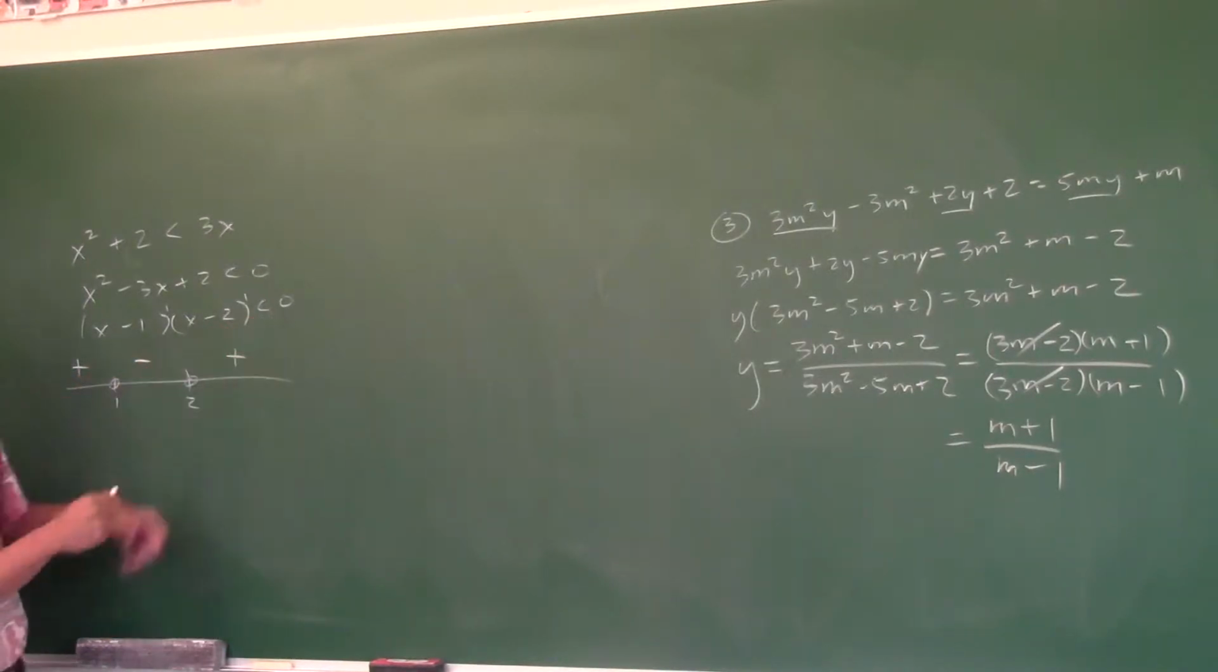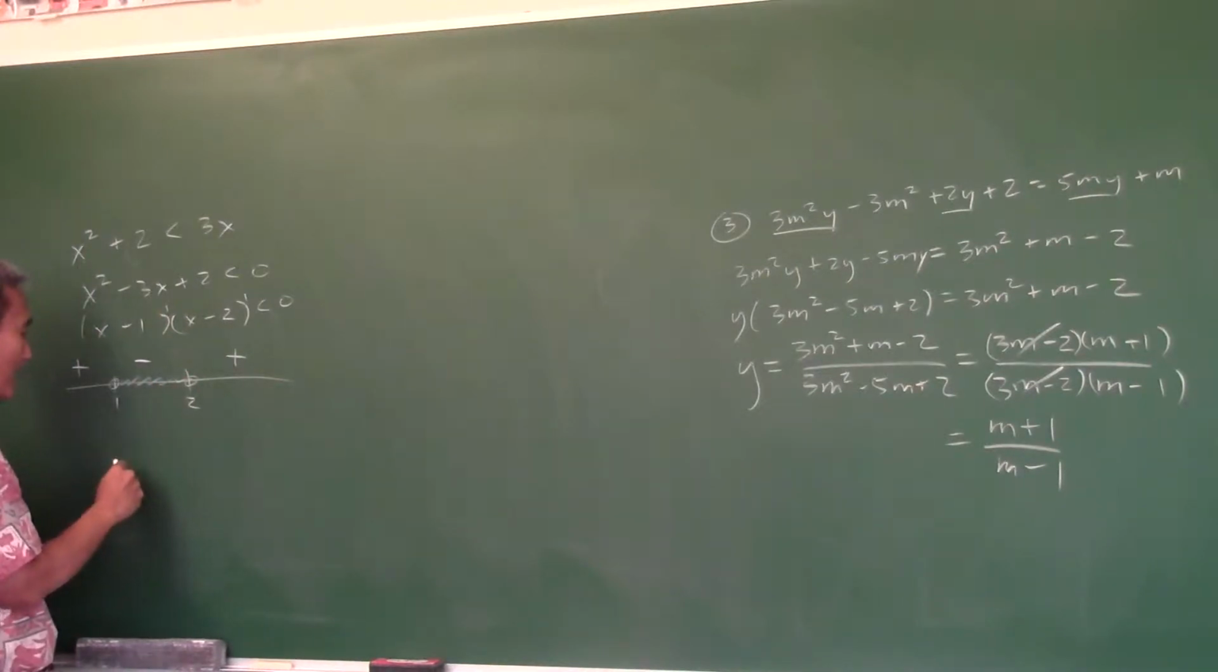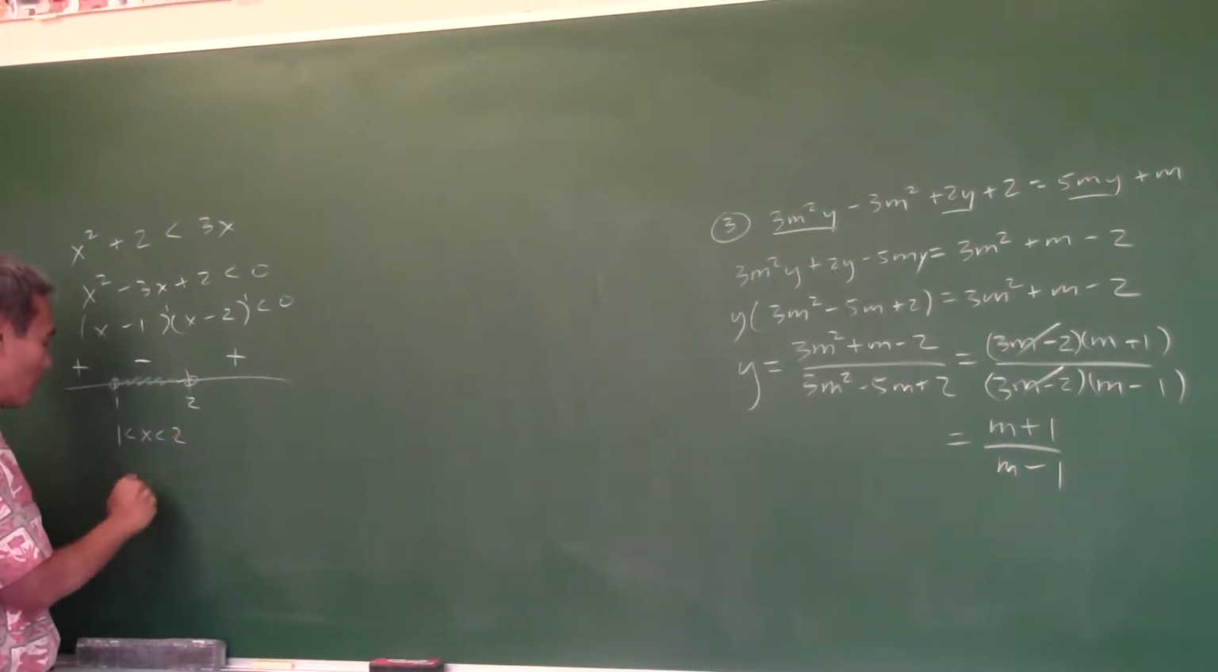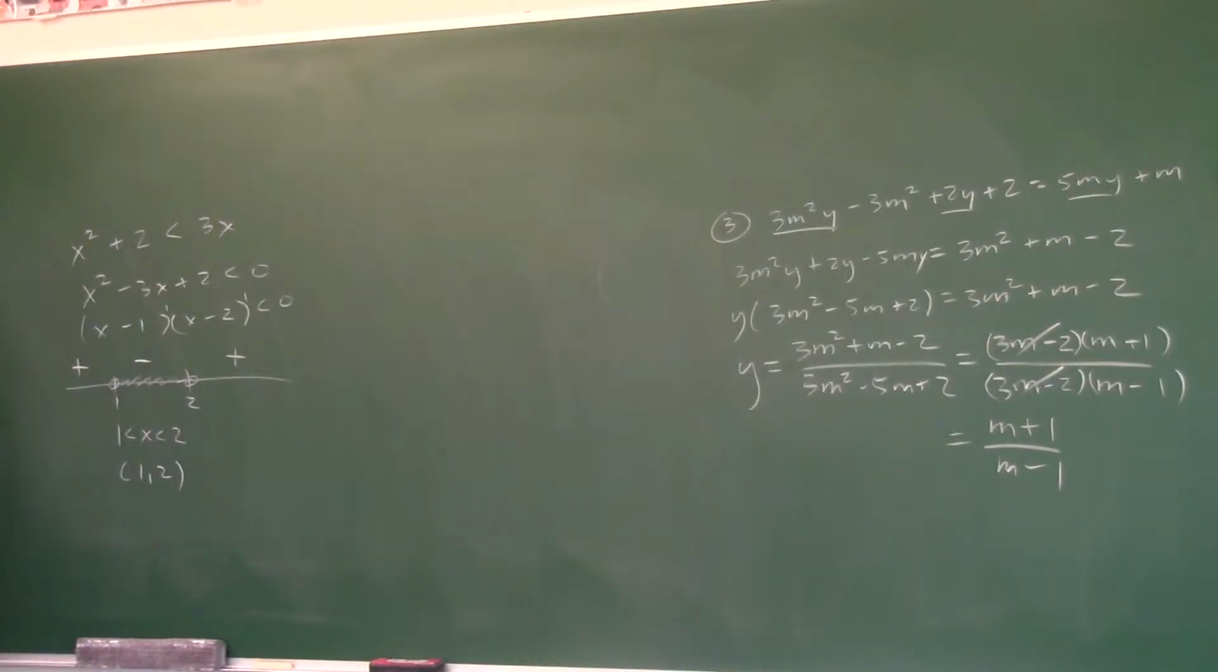And we're looking for less than 0, so we shade in the minus ones. So the answer is 1 is less than x is less than 2. Or you can write your answer in interval notation like that.